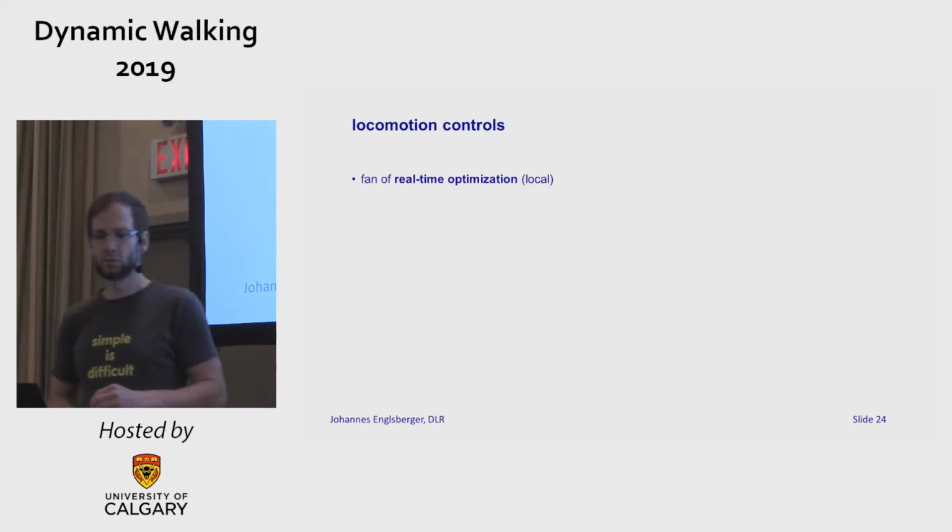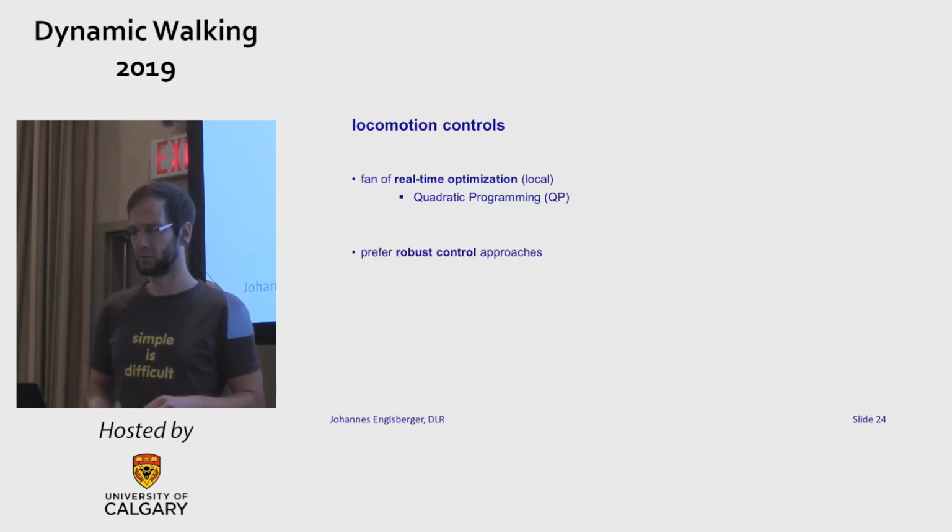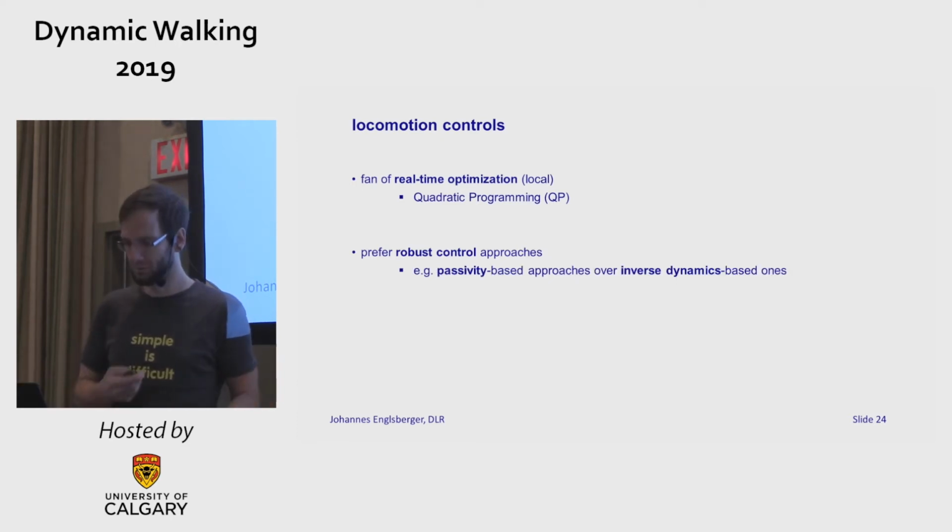Regarding locomotion controls, I'm a fan of real-time optimization, local optimization of quadratic programming, kind of obviously. Actually, I started very long using inverse dynamics, but meanwhile, my colleagues from DLR, who always preach passivity-controlled approaches and so on, meanwhile, I'm moving to the other side of the river. So inverse dynamics has a lower contact stability as compared to passivity-based ones.